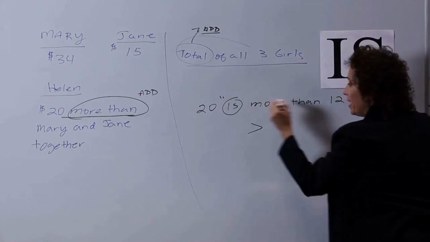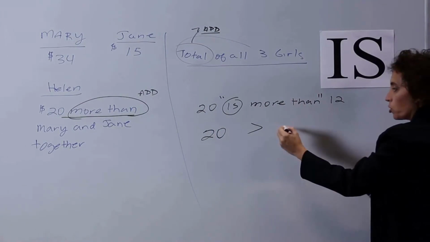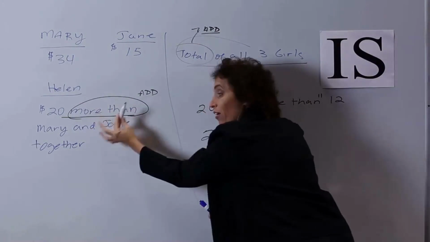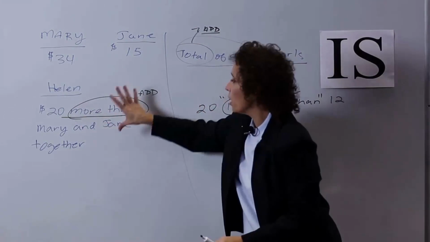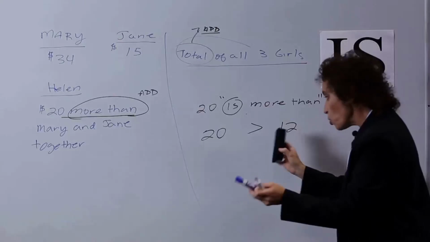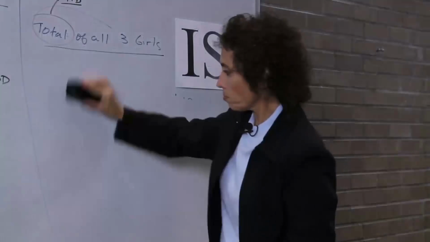So 20 is more than 12 would look like this. 20 is greater than, or is more than, 12. So this is changes the phrase more than. So be very careful about that. But 20 more than Mary and Jane together, that tells me to add. But don't confuse the is more than with the more than. Really, really, really important.